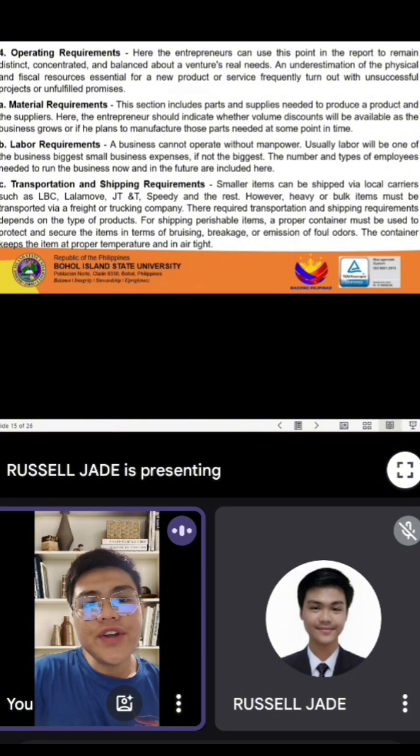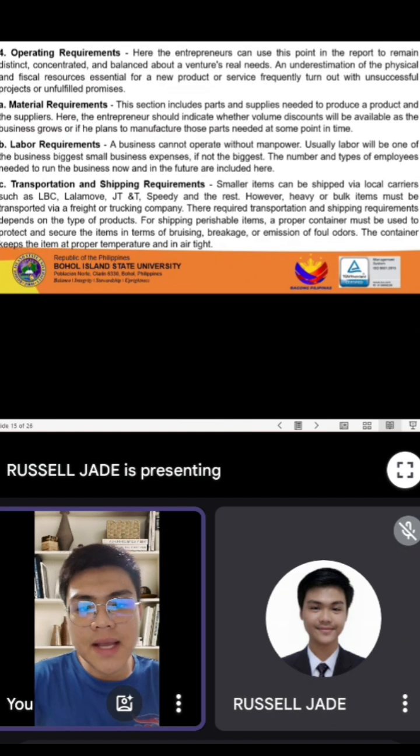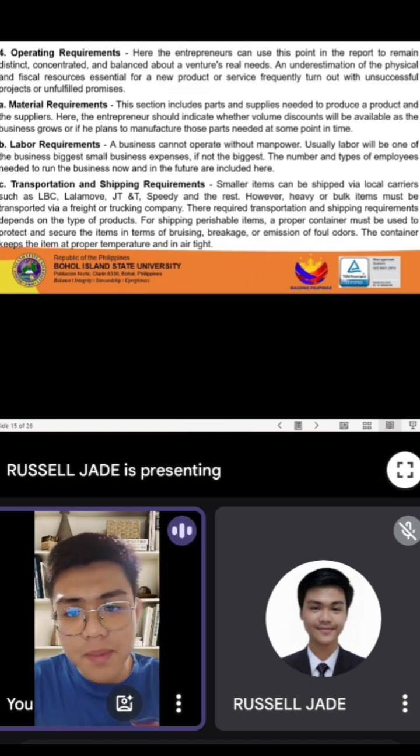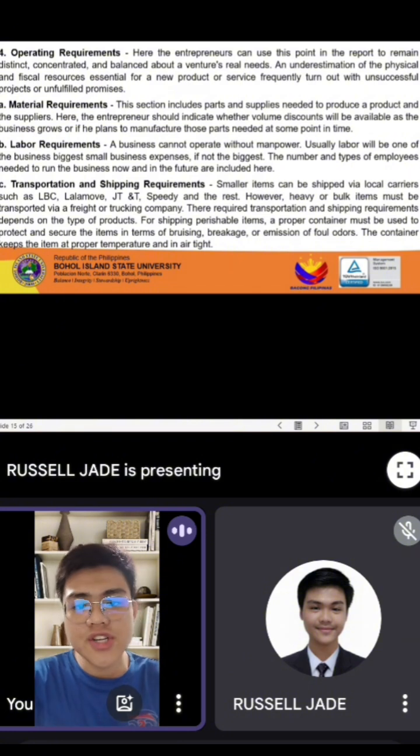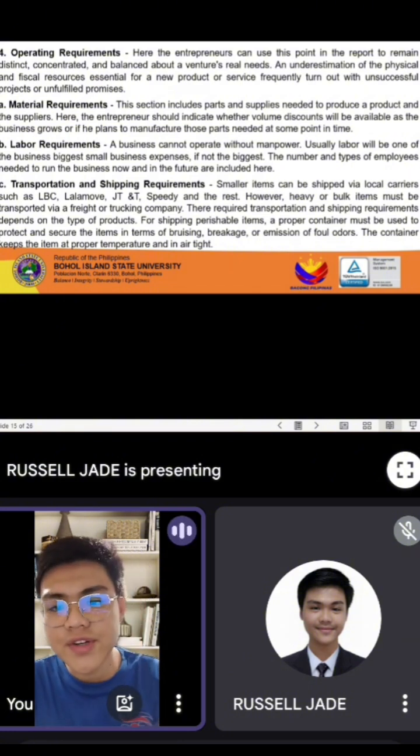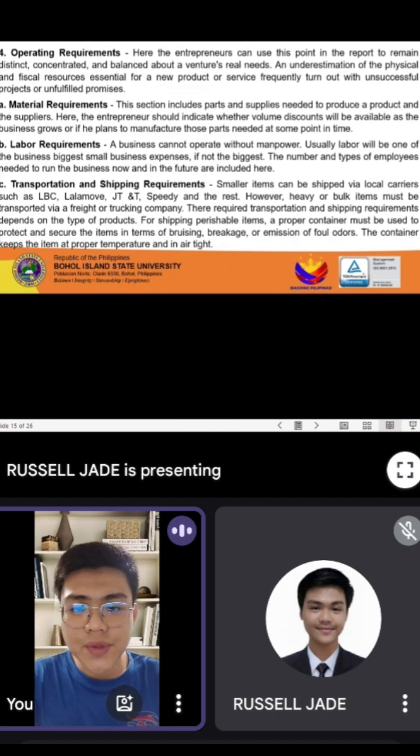So, under the operating requirements, first we have material requirements. So, this section includes parts and supplies needed to produce a product and the supplier. So, here the entrepreneur should indicate whether volume discounts will be available as business grows or if he plans to manufacture those parts needed at some point in time.